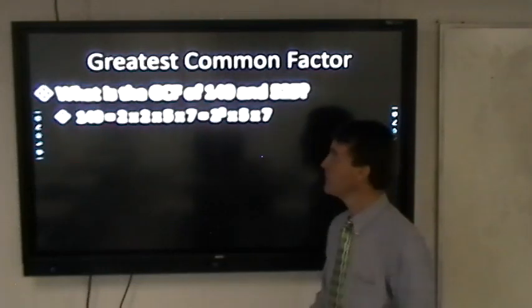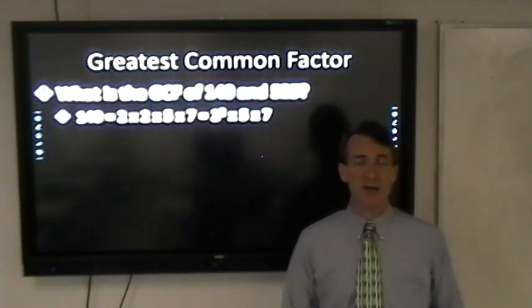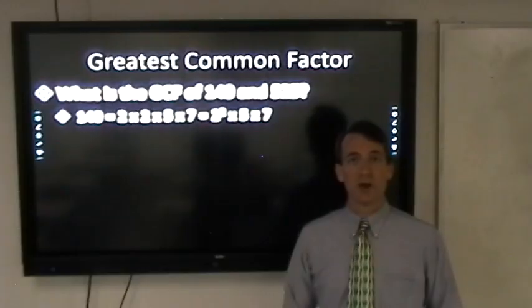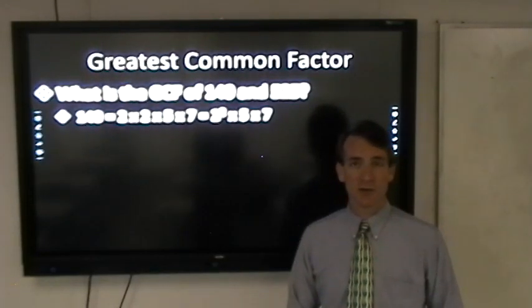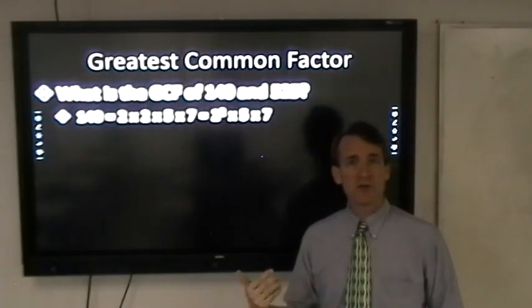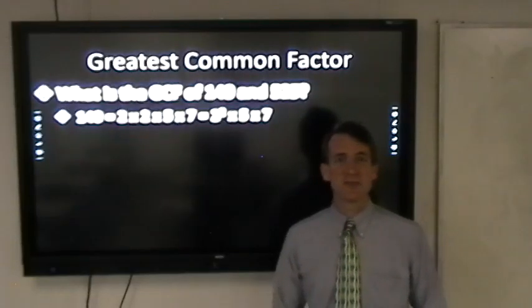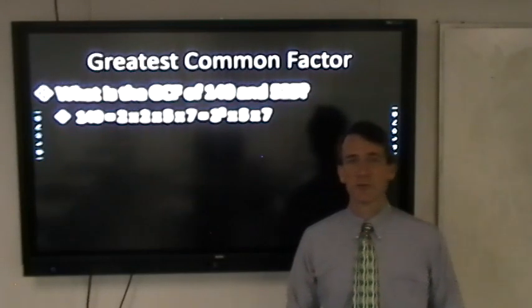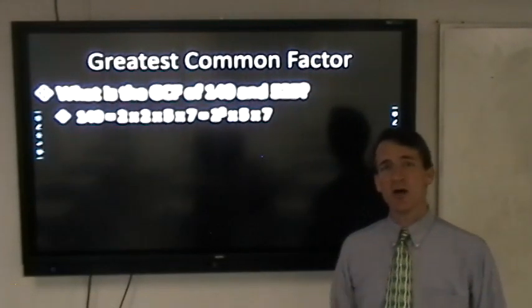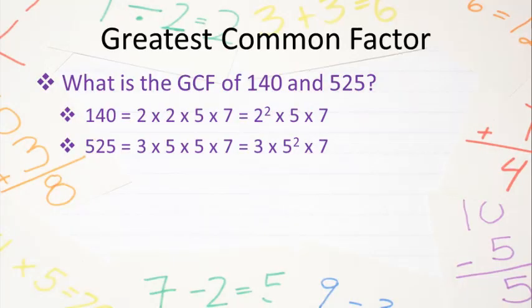Then I go to my 525. Now it is not divisible by 2, so I'm going to go ahead and start with the next one. Probably many of you can see that it's divisible by 5, so that's likely where you would start. When you do that, you end up getting 105. You divide by 5 again, that gives you 21. You divide by 3 and that gives you 7. I'm going to go ahead and put those prime factors in order. So we have 3 times 5 times 5 times 7 when I prime factor my 525.